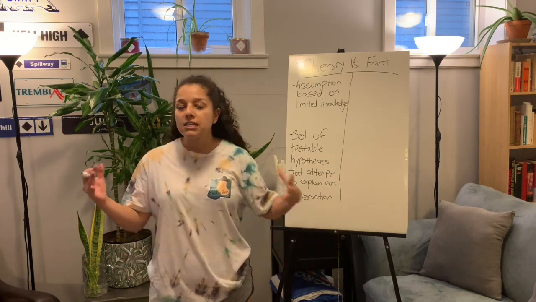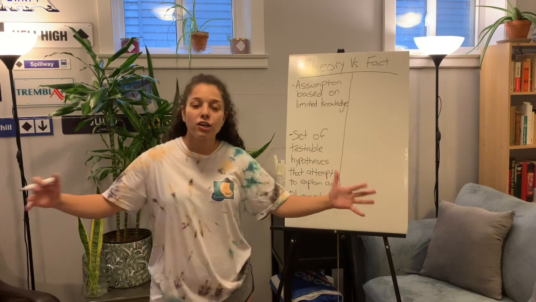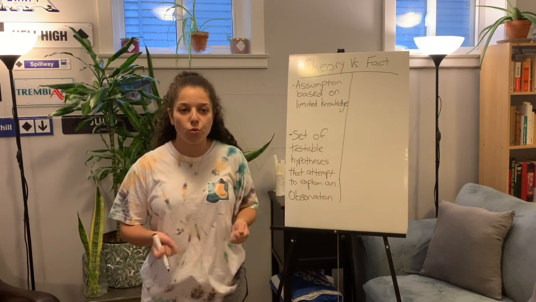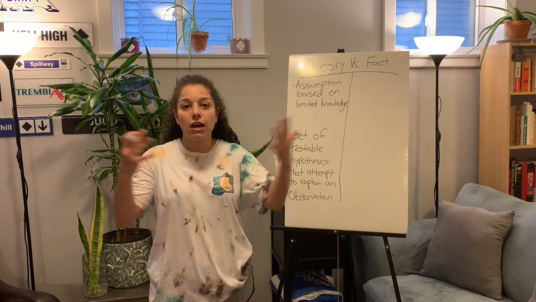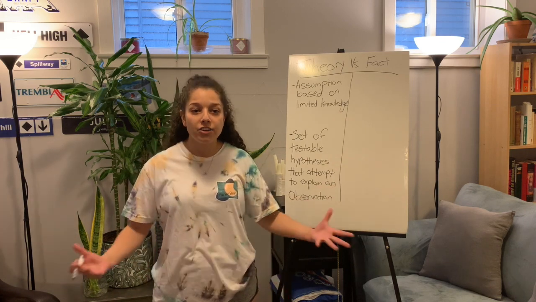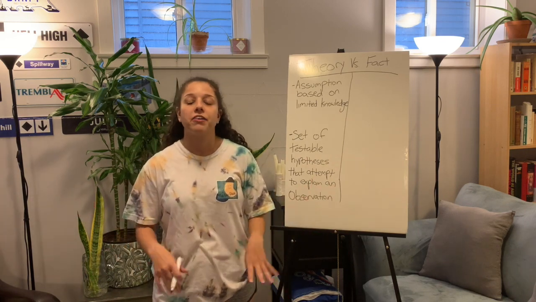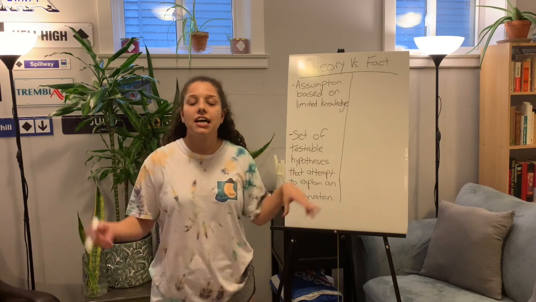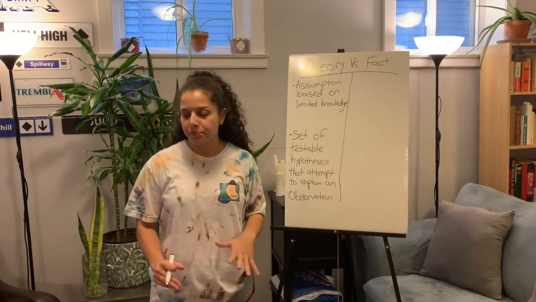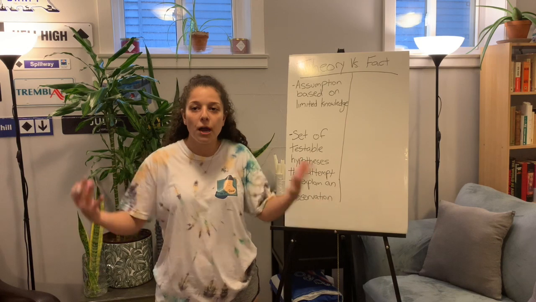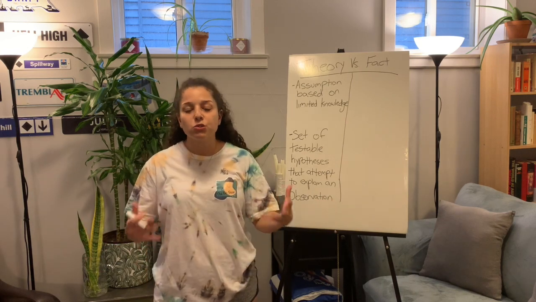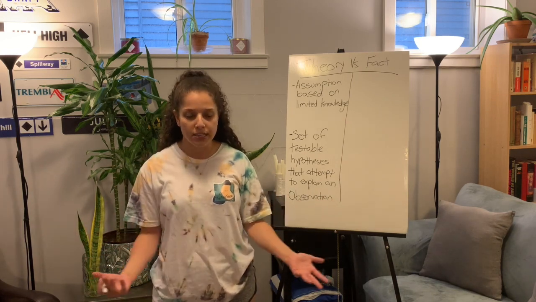We see that when you have an object large enough, it tends to pull things towards it. So we have now developed the theory of gravity in order to explain the fact that things with a lot of mass tend to pull things towards them. That is that set of testable hypotheses that we use to explain an observation that we see.